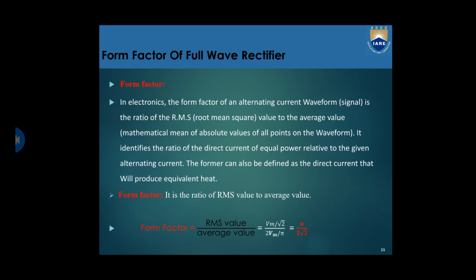Next, the form factor of a full wave rectifier. In electronics, as discussed in the starting, form factor is the ratio of the RMS value to the average value, that is the mean of the absolute values of the points of the waveform, of an alternating current.